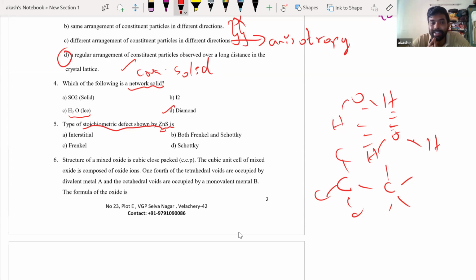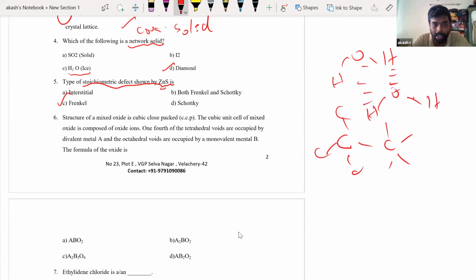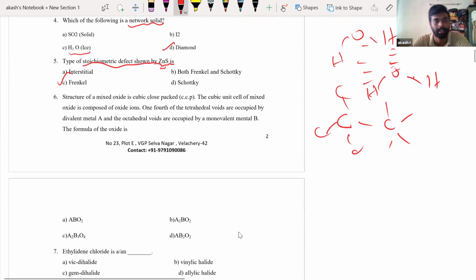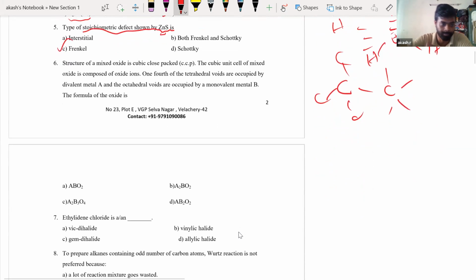Now to this question, ZnS, will it show Frenkel defect? Interstitial is not shown. Oh, okay, yes, it is Frenkel defect. Okay, it is going to be Frenkel defect. Now, if anybody is not able to understand how it is Frenkel defect, first of all, you have to know what is Frenkel defect. Then only the examples will come. Okay, moving on to the next question.